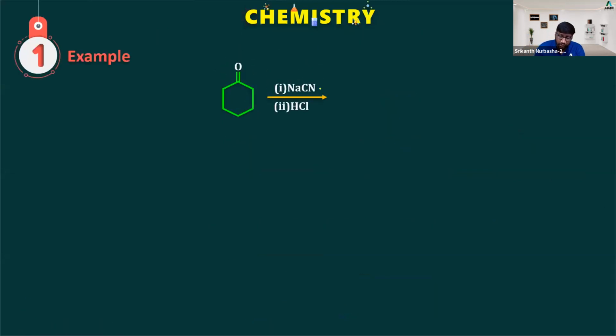First example: what is going to happen in this case? Same. CN minus will attack this particular carbon. The C double bond O pi electrons move away, generating a carbon connected to CN and O minus. This will pick up the proton from HCN. It will form a cyanohydrin, with OH and CN present on the same carbon. This is with respect to the major product.